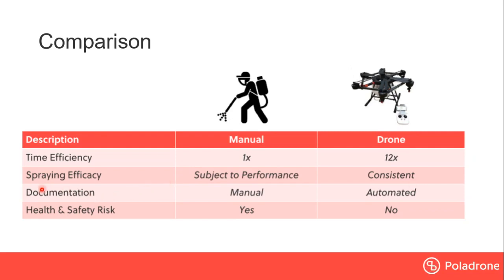And the best part, like I mentioned, everything is automated and recorded. For human labor, you still need to use the traditional method to do the recording. And there is no safety hazard involved with the drone because there is no close contact between you and the pesticide. For human labor, if they're exposed to the pesticide for a long period of hours, they might be prone to damage. So yeah.